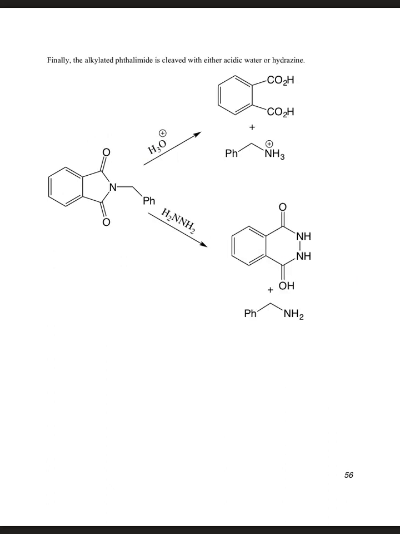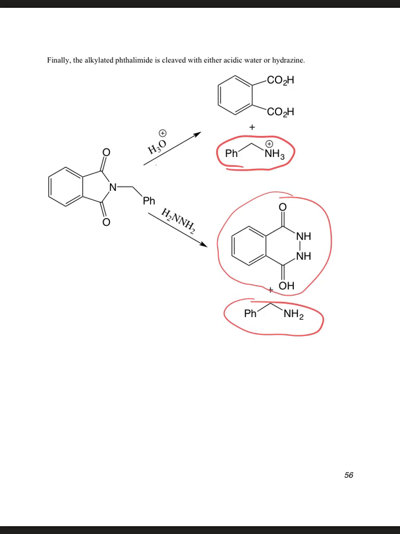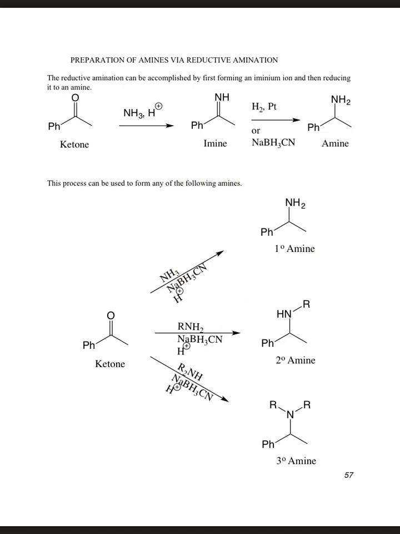We can do it with either acidic water, where we get the protonated benzylamine and the orthophthalic acid, or we can add hydrazine that gives us this, where we've taken the nitrogen out of it and we get the benzylamine. So there, either way is okay. Health-wise, it's probably better to do the top way with just acidic water than working with hydrazine, because hydrazine is not an easy thing to work with.